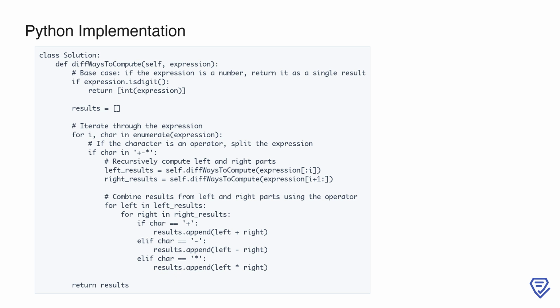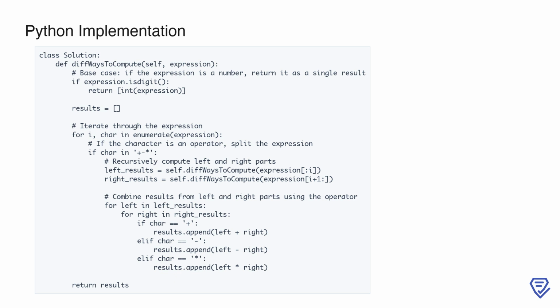The results from the left and right sub-expressions are combined using the current operator. For example, if the operator is plus, the results of the left and right parts are added. For dash, they are subtracted, and for asterisk, they are multiplied. These computed values are appended to the results list. Finally, the results list, which contains all possible outcomes of evaluating the expression with different parenthesizations, is returned.